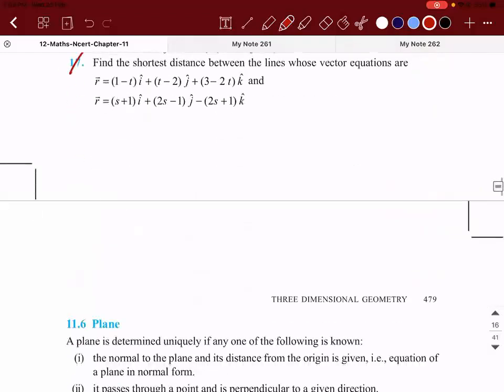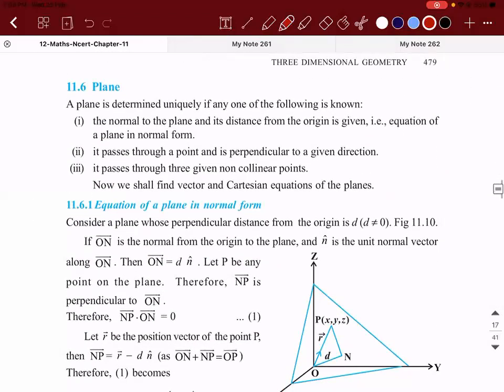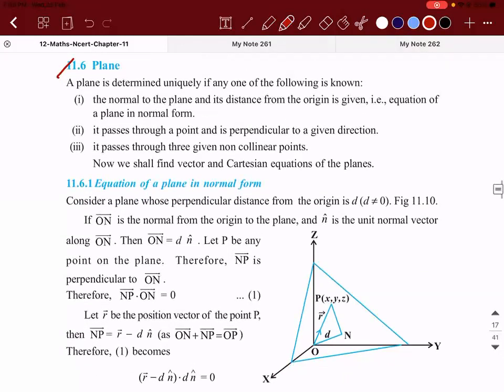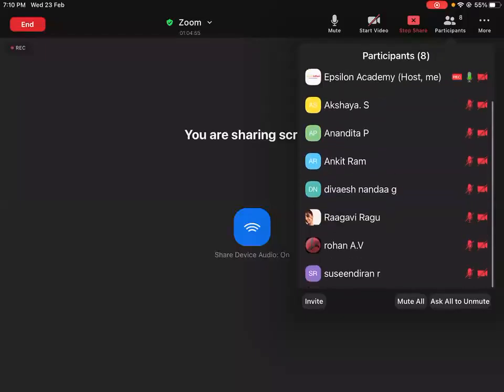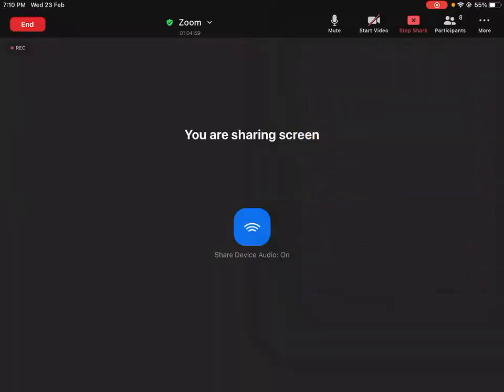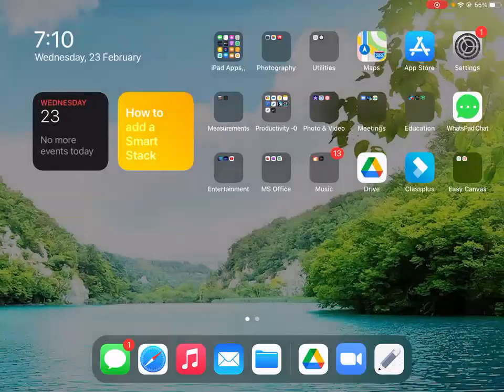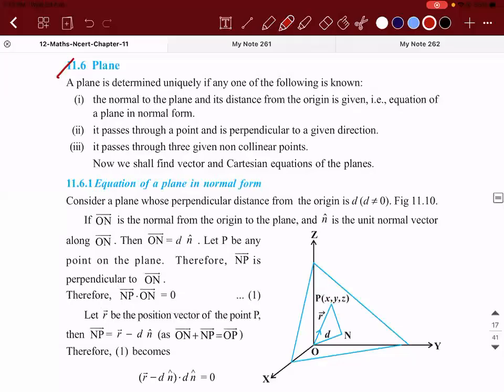So you can try all these problems, and in the next class I'll complete plane. Plane also I'll be teaching in detail. I want to know one thing about probability: how deep do you want me to go? Do you want me to do only problems, or do you want me to teach the concepts also? Sir, can you explain 13.4? Which one? Exercise 13.4.